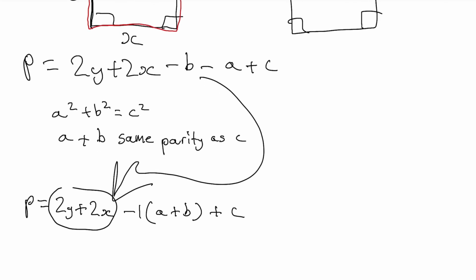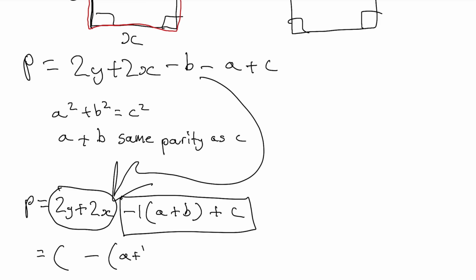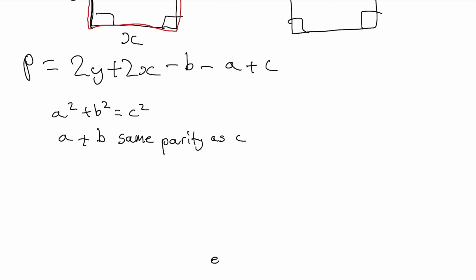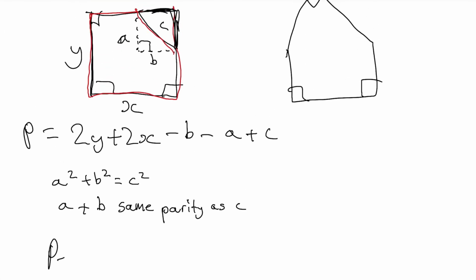Now, we know 2y plus 2x is even. So, if this is also even, that makes the whole perimeter even, because an even number plus an even number gives us an even number. So, c minus a plus b, is this an even number? Well, they have the same parity. And any 2 numbers, when they're subtracted with each other, if they have the same parity, it will give us an even number. For example, odd number minus an odd number gives us an even number, and even minus an even number gives us an even number. So we can conclude that the perimeter of this pentagon would be even.